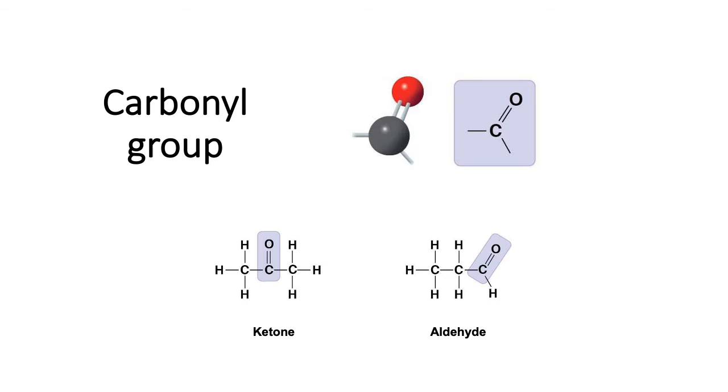This is a carbonyl group. So what we have here is the carbon is double bonded to an oxygen, and then the carbon is also bonded to 2 other things. And depending on where it is in the molecule, it can be called different things like a ketone or an aldehyde. We're not going to worry about that.